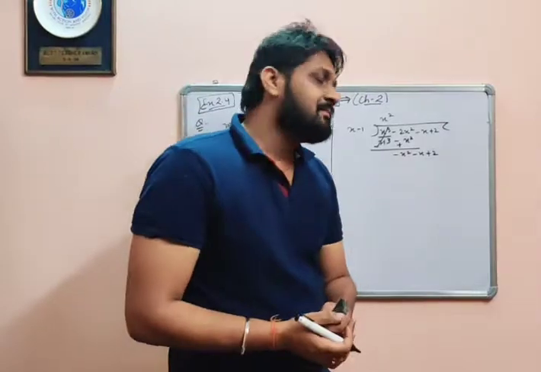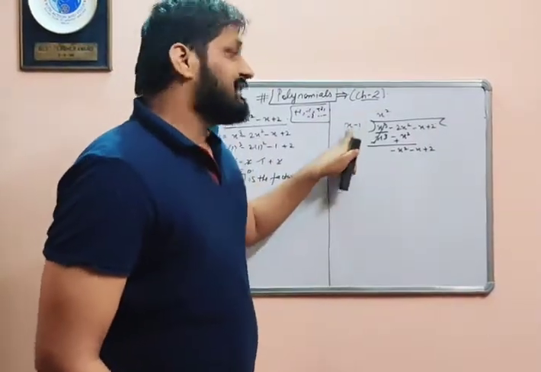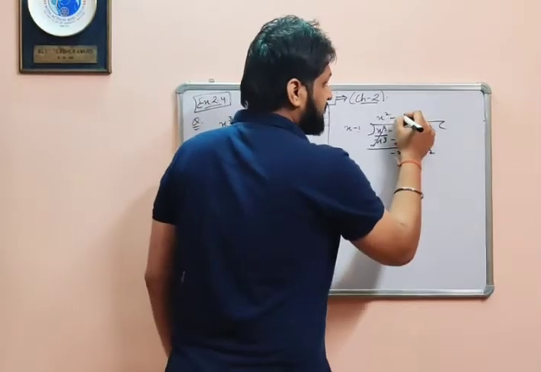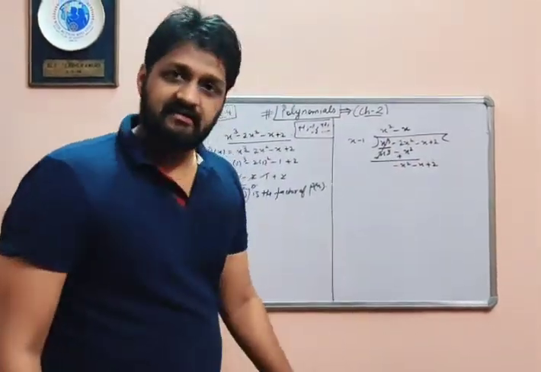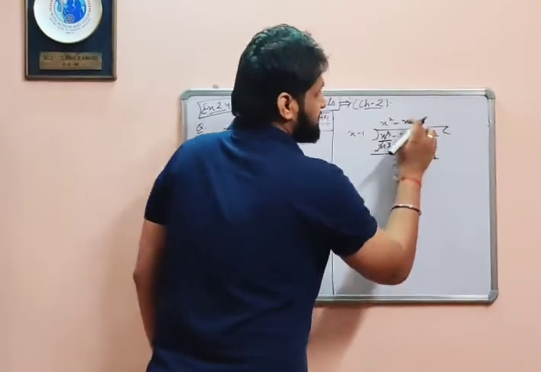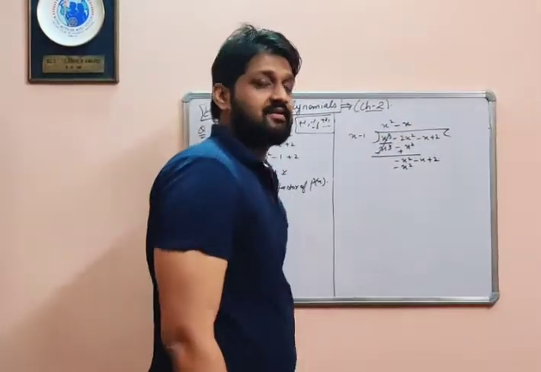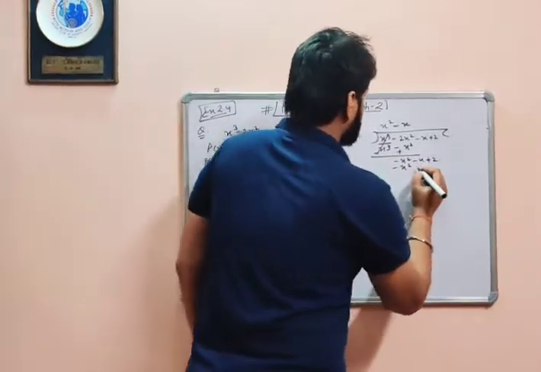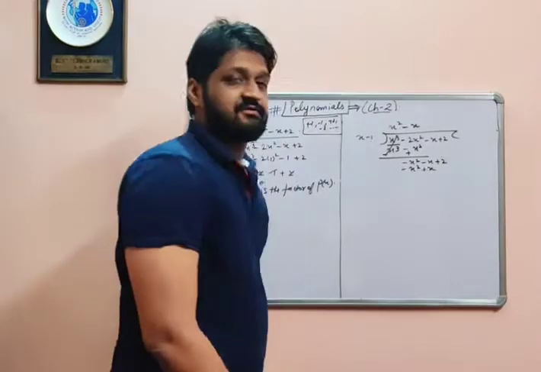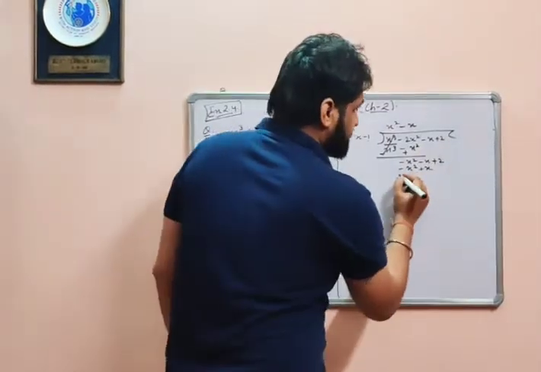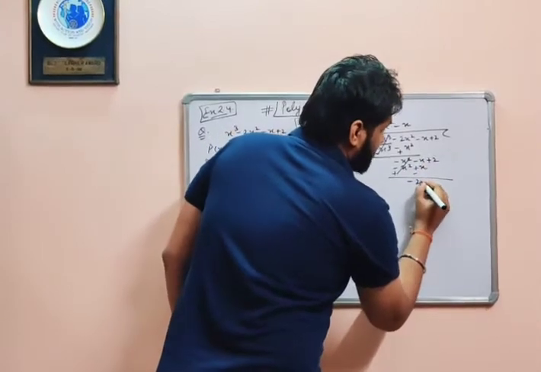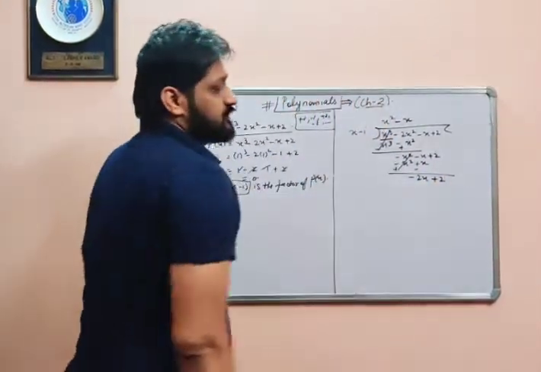Now again repeat the step. By what number we multiply x in order to get minus x square? That is minus x. So x multiply minus x will give you minus x square. Similarly minus x into minus 1, minus minus is plus, that is plus x. Now sign will change. Plus minus, this will cancel out. Minus x and minus x, minus 2x and plus 2.